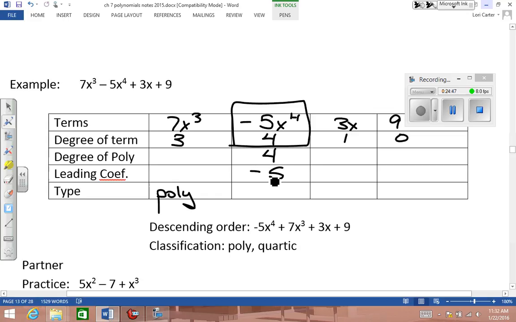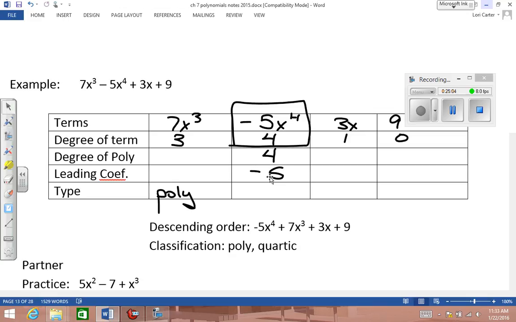I thought the leading coefficient would be 7 because that one's bigger than 5. Oh my goodness. Do we ever care what the coefficient actually is? No. So the degree tells you which one to look at, and that term is the leading coefficient.